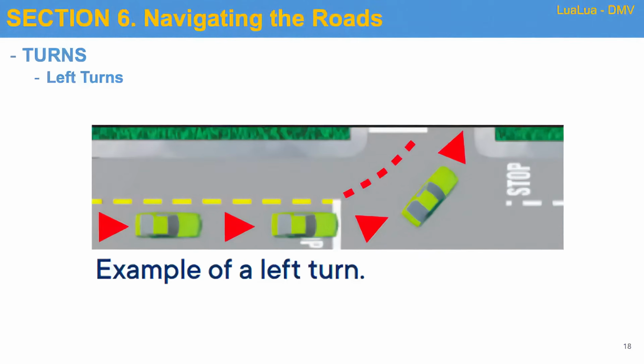Stop behind the limit line. If there is no limit line, stop before you enter the crosswalk. If there is no crosswalk, stop before you enter the intersection. Look both ways, left, and begin your turn when it is safe. Proceed into the intersection while turning to complete your turn in the left lane.